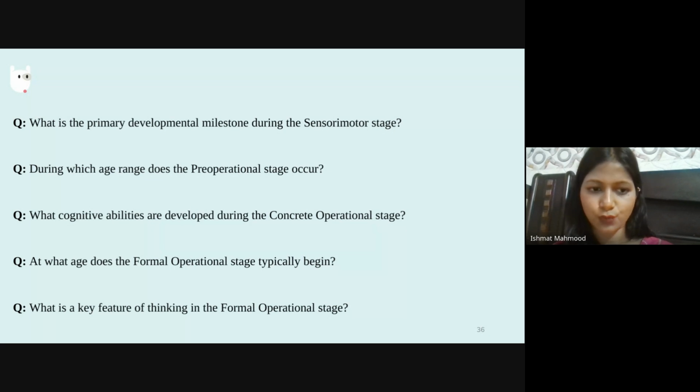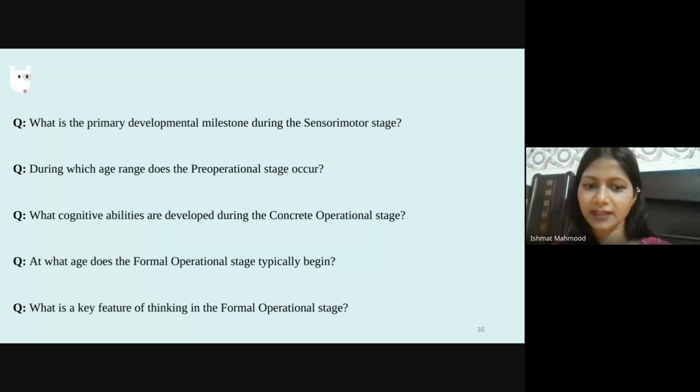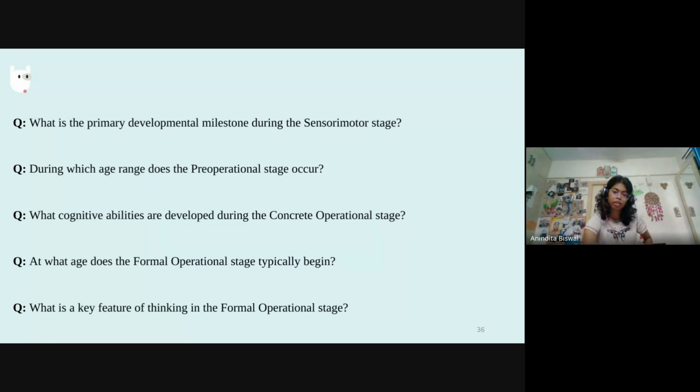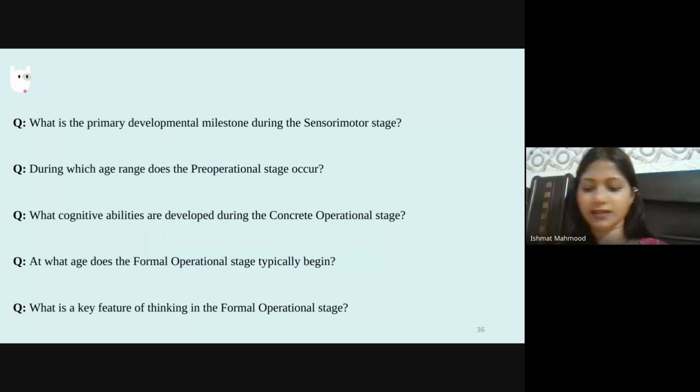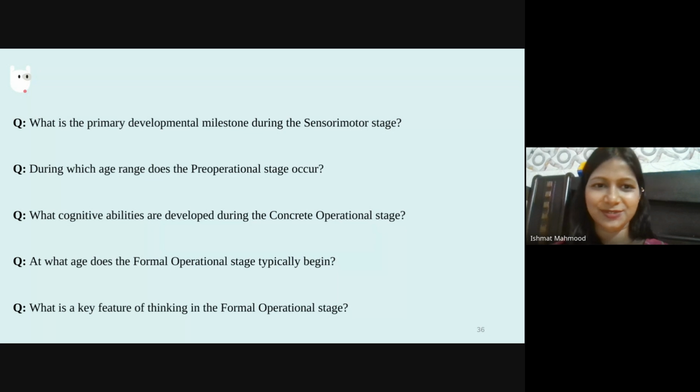Next question is, at what age does the formal operational stage typically begin? 12 years and up. What is a key feature of thinking in the formal operational stage? Abstract thinking and complex ideas. Yes, abstract and reasoning hypothetically. Deductive reasoning is formed at that stage. Yes, correct. So I suppose we are done with the question answer round now.